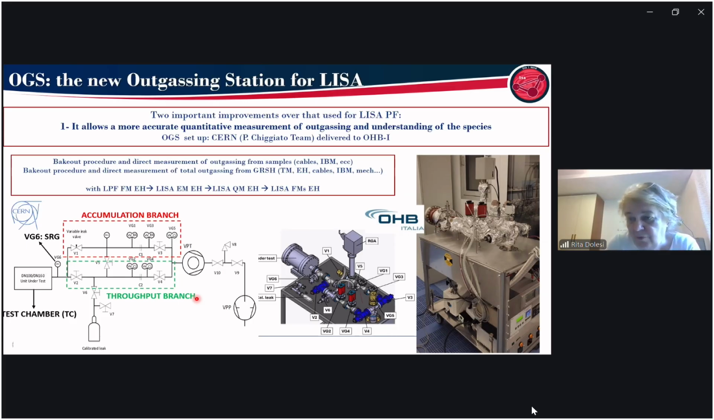We have two important improvements over the testing that was performed for LISA Pathfinder. We have a new facility that allows a more accurate, quantitative measurement of the outgassing, and also to have information about the species. This has been developed with the support of CERN, and it's now in operation in OHB Italy. With this, we can perform a bake-out procedure and make direct measurement of the outgassing contribution, both on sample level and then at the very end of the integration of the flight models.